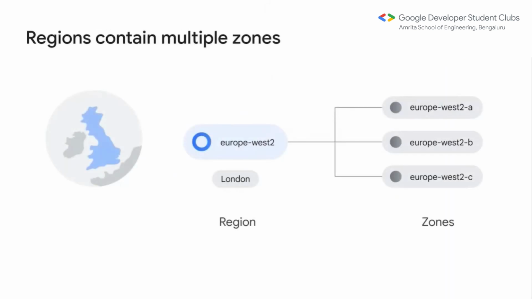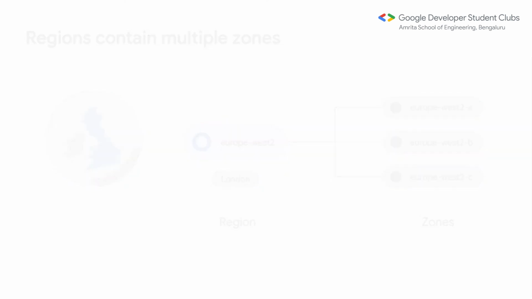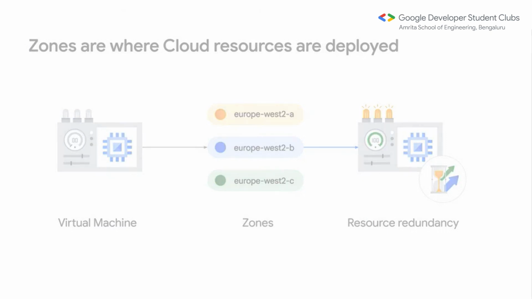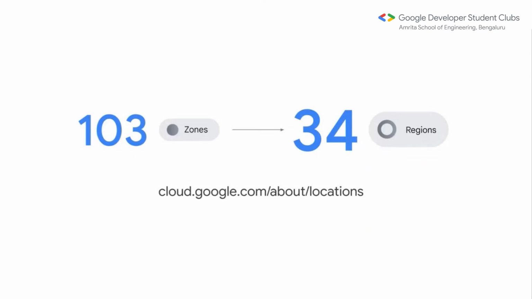These continents are divided into multiple regions. For example, region Europe West 2 is London, and London has 3 zones. So one region can have multiple zones. Then we'll see what resource redundancy means here. Why do you need to store data in multiple regions? Why do you need multiple servers in multiple countries? Why do you need multiple zones? One major aspect is resource redundancy, wherein you save your data in multiple continents, multiple zones, multiple areas. That's why it's really important to use cloud. And Google has 103 zones and 34 regions.